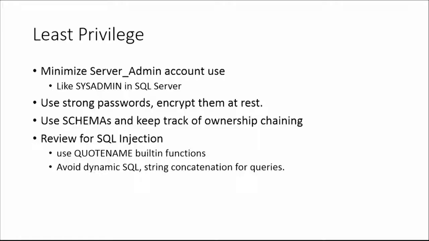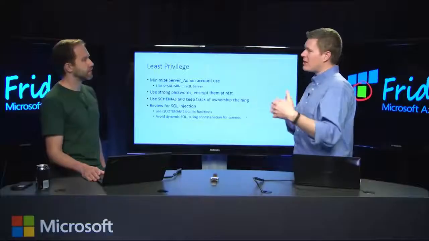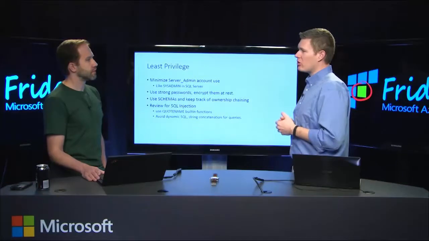Another thing you can do to help there is breaking your application up into multiple schemas. And we have this feature called ownership chaining, and it really is a feature, but if you're not careful, what it ends up meaning is that if any table or stored procedure gets compromised in one schema, everything else in that same schema gets compromised. So you can kind of sandbox within your database app a little bit there and get greater granularity.